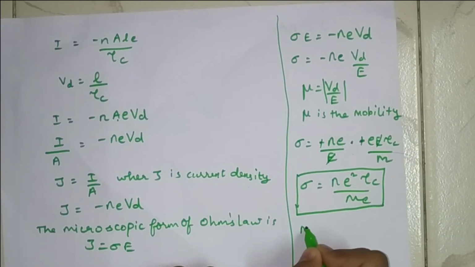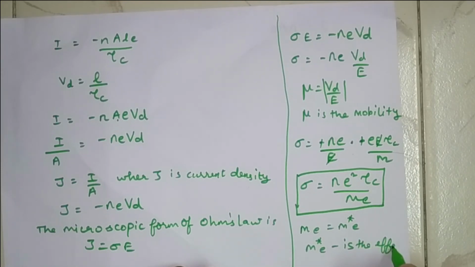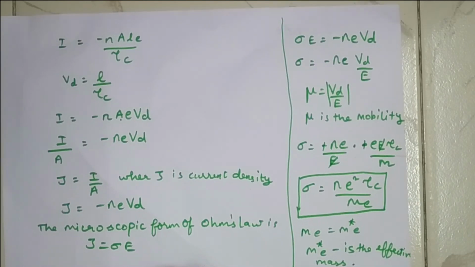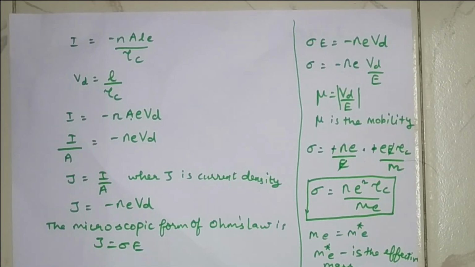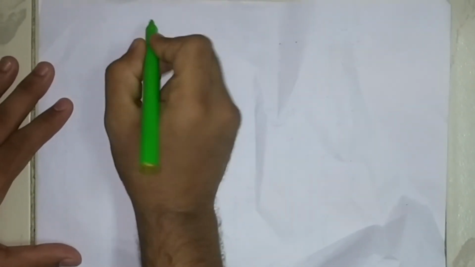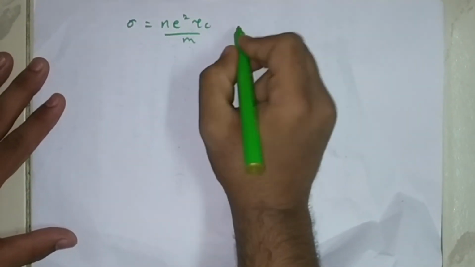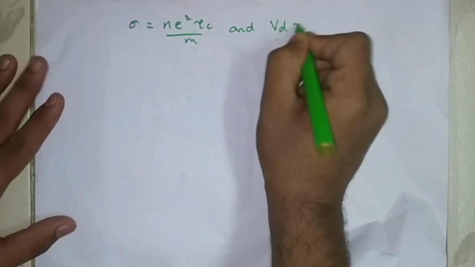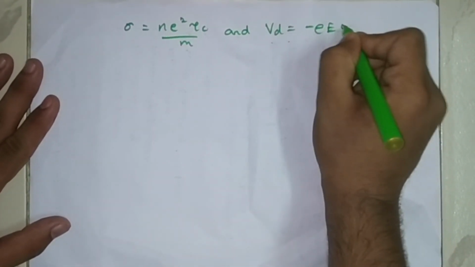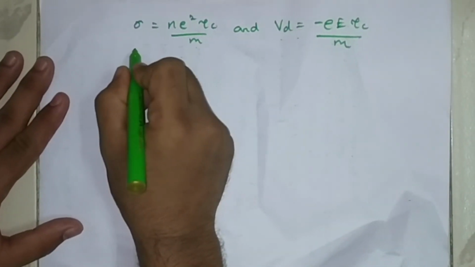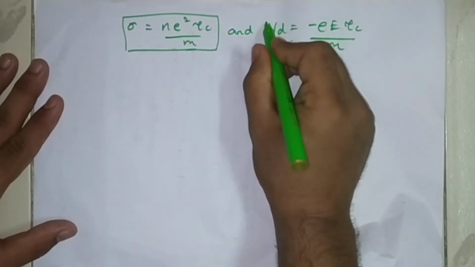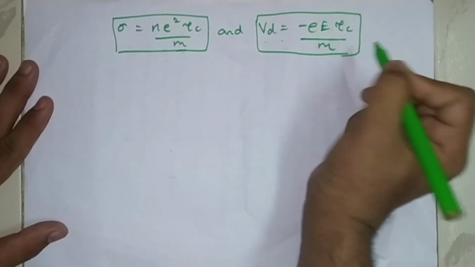Sometimes in some books m will be written as m star, where m star is the effective mass. This effective mass comes into the picture when we consider electrons moving in a periodic lattice, which I will discuss in later classes. So sigma equals n e squared tau c by m, and Vd equals minus eE tau c by m. This is the electrical conductivity and this is the drift velocity. These are the two formulas we derived now.